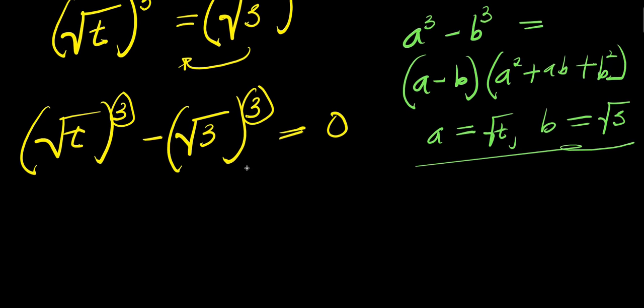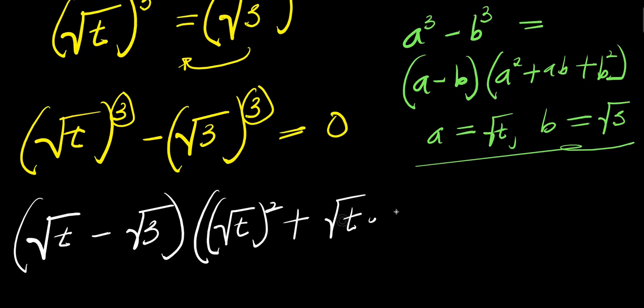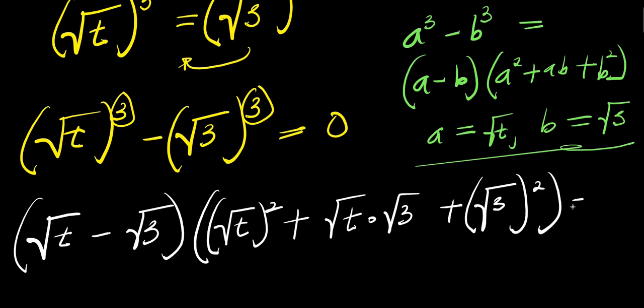So right now, applying this right here, I have square root of t minus square root of 3 times square root of t to the power of 2 plus square root of t times square root of 3 plus square root of 3 to the power of 2 equals 0.